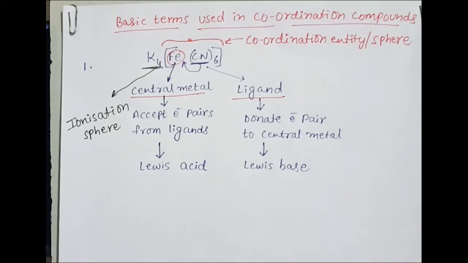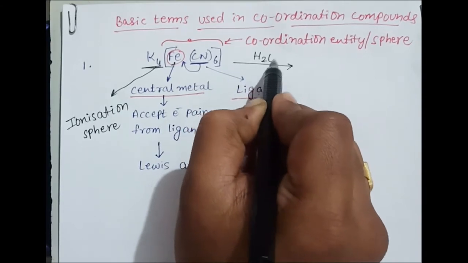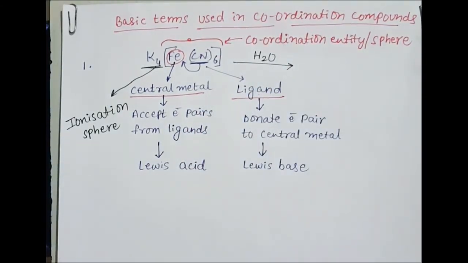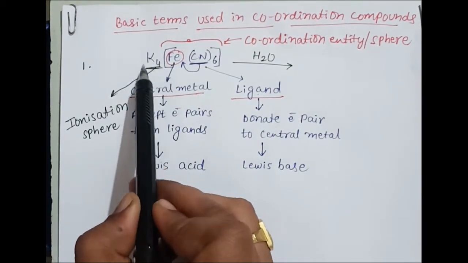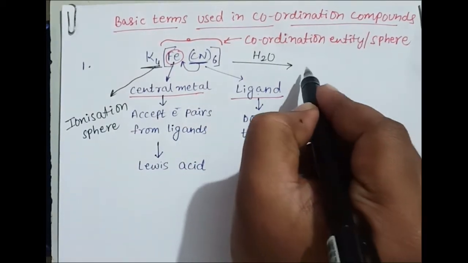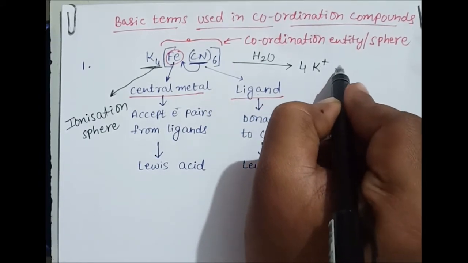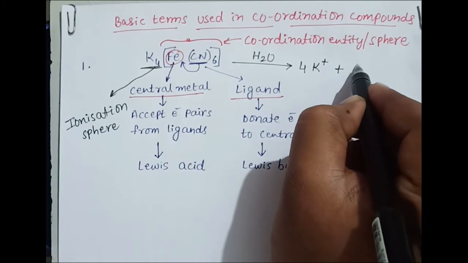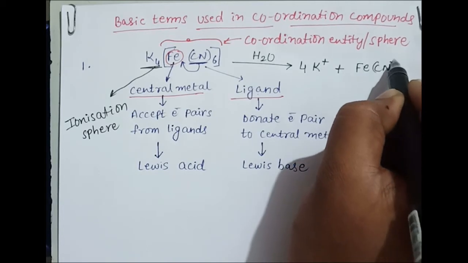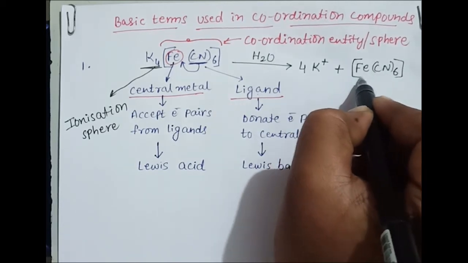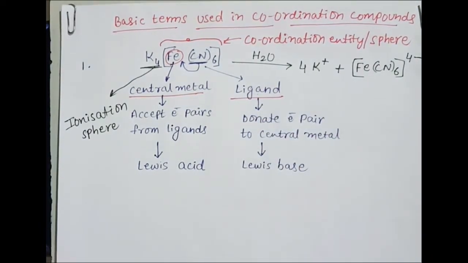Now I'll tell you, when this compound is dissolved in water, what happens? You guess. We studied this in the previous Werner theory. The coordination sphere does not separate. Only the ionization sphere separates. How many potassiums are there? Four potassium ions separate, and then we get [Fe(CN)6]4-. This is about the basic terms or terminology used here.